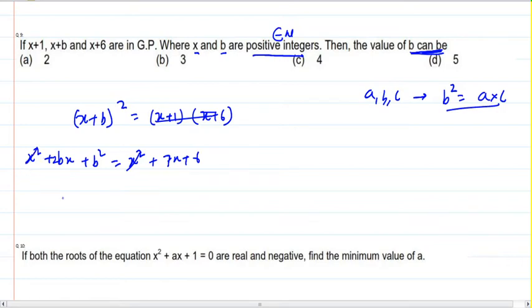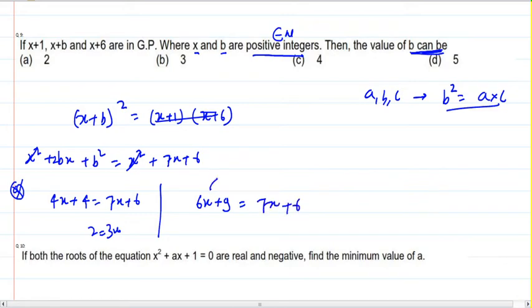X square is gone. Now, if I start with answer option placement, if I put b is equal to 2, I have got 4x plus 4 is equal to 7x plus 6. So 3x is equal to 2. I want x and b to be positive integers. That did not help me. If I put b is equal to 3, I will have 6x plus 9 is equal to 7x plus 6. If I transfer this, I will have x is equal to 3. Is it a positive natural number? Yes. With answer option B.